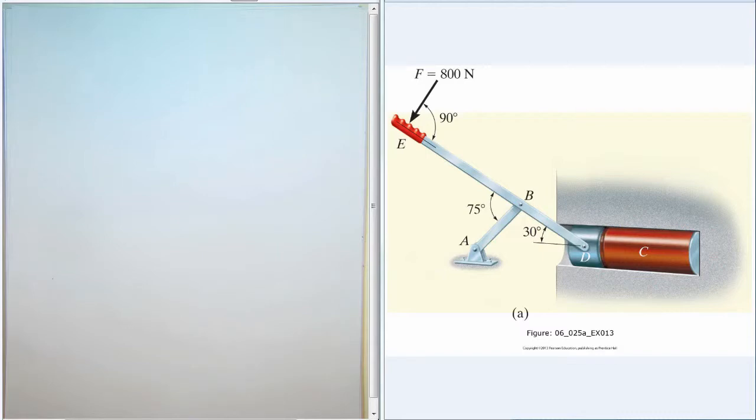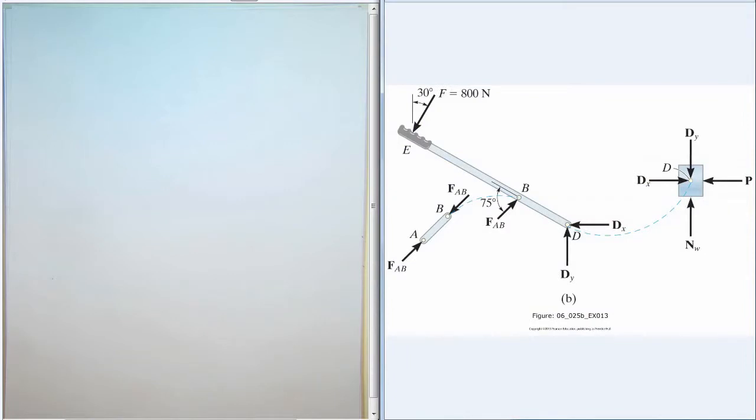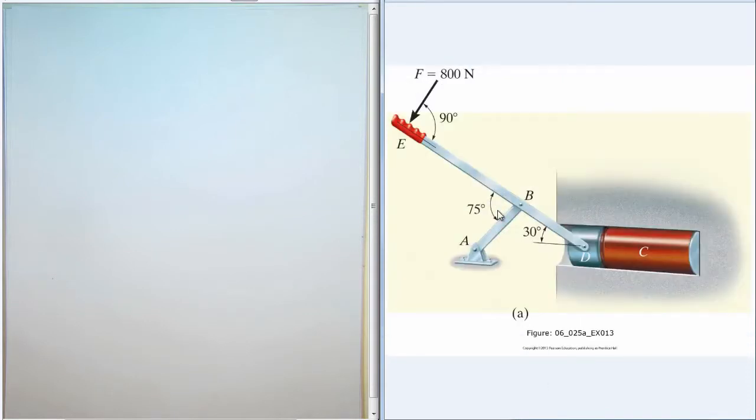Here's the free body diagram for the parts of this machine. We have the lever arm ED. Here's the external force, here's the reaction at B, and here is the force at D. This is a pin joint, so it can have a horizontal and vertical component. B is a pin joint also, but we know that AB is a two-force member, so we know the direction of FAB. It's 75 degrees from the lever arm.